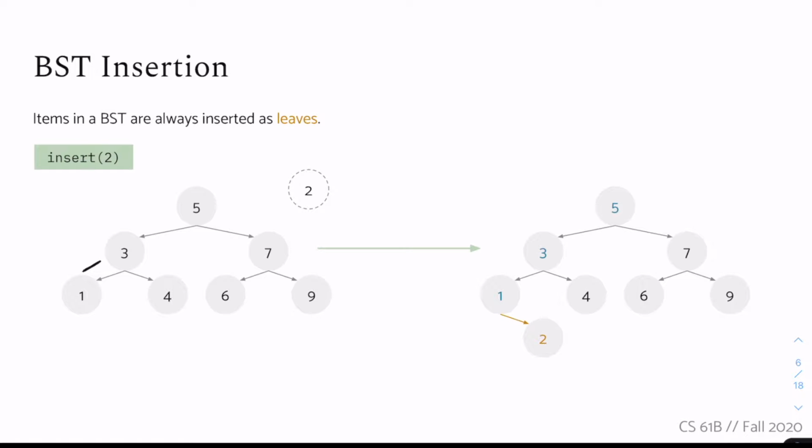And so what do we do? We compare first our item, which is 2, with the root node. So 2 is less than 5, so we'll take the left side path. And now we compare it against 3, and again 2 is less than 3, so we take the left path. And then we get to 1, and we're like, okay, 2 is greater than 1, so we'll take the right path. And now there's nothing here, so here's where we insert our item.